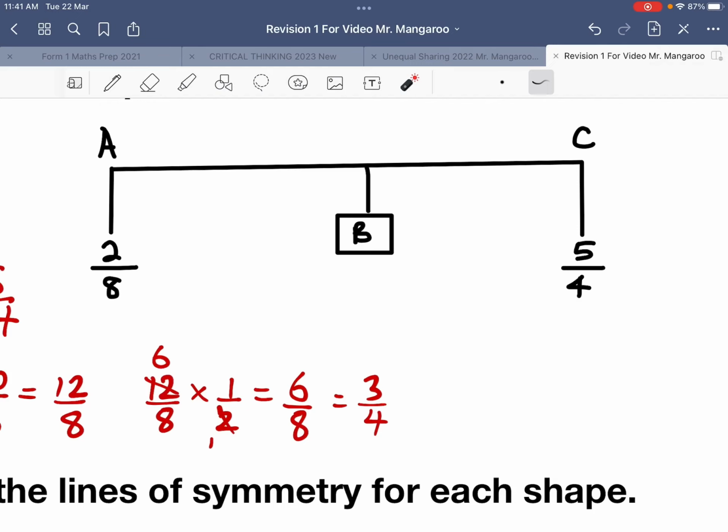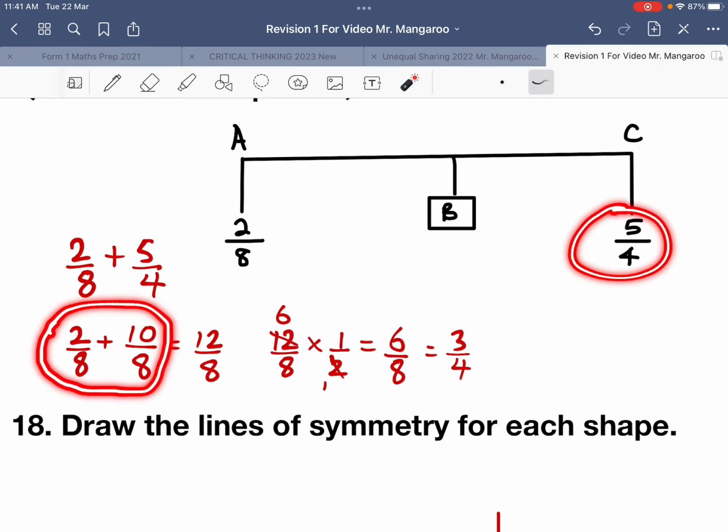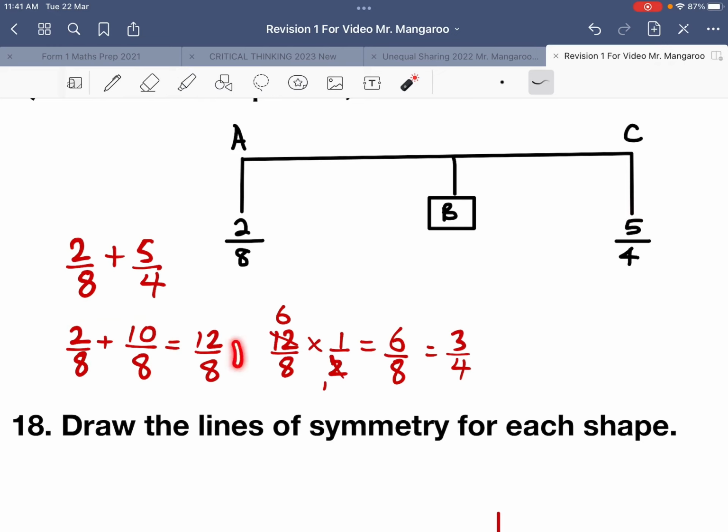We're going to add the fractions, and then we are going to multiply it by half. So that's all you need to do. 2 eighths plus 10 eighths, right? 5 over 4 is equivalent to 10 over 8. And we get 12 over 8, and then we multiply that by half, and we get 3/4.